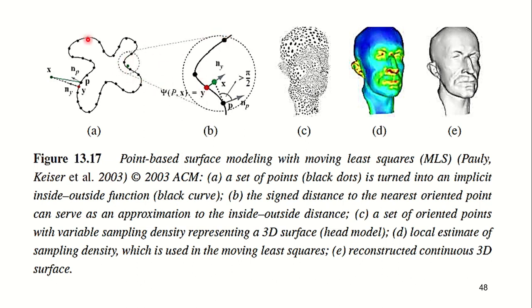The points, the dots, are explained here: a set of oriented points with variable sampling density representing a 3D surface. Here a head model is taken. A local estimate of sampling density is used in moving least squares, and then it is reconstructed as a continuous 3D surface.